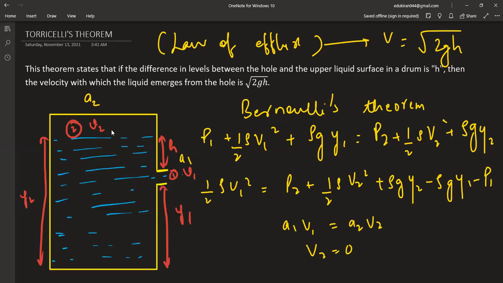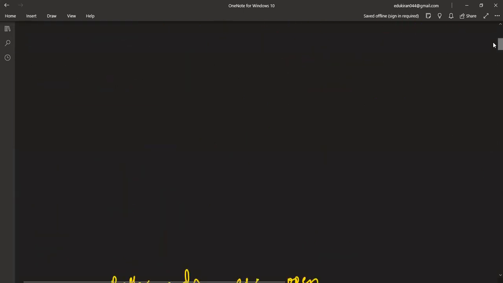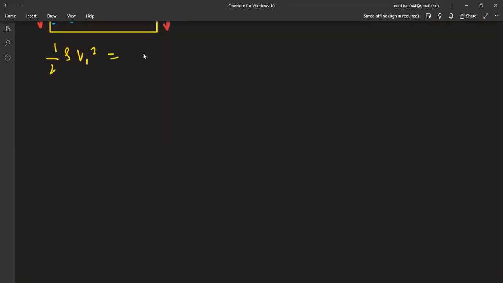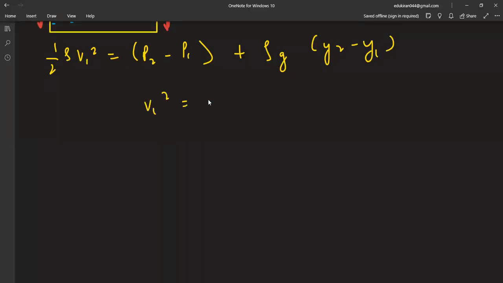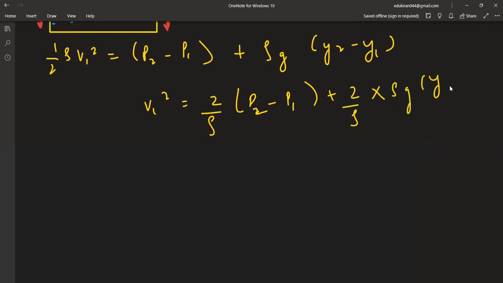Why? Because this is at rest, this is not moving. Now, if this is at rest, half rho V1 square is equal to P2 minus P1 plus rho g (Y2 minus Y1). So V1 square will be equal to 2 by rho, this 2 by rho, and this is P2 minus P1, plus 2 by rho into rho g, and this is Y2 minus Y1.